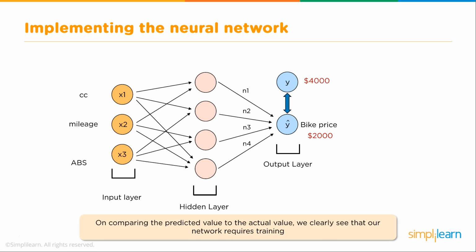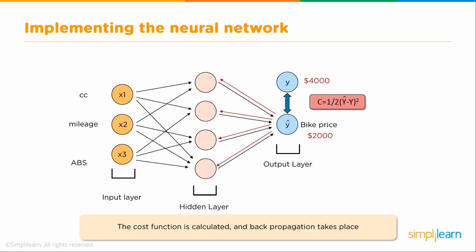So here we have it: our bike price, we thought it was worth $2,000 on our random weights, and the bike actually was $4,000. I'm guessing that's not US dollars, because that'd be a very expensive bike, but maybe it is. There are some $2,000, $4,000 bikes out there. The cost function is calculated and backpropagation takes place.